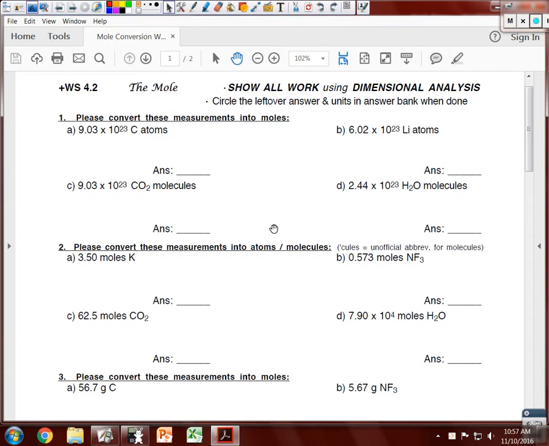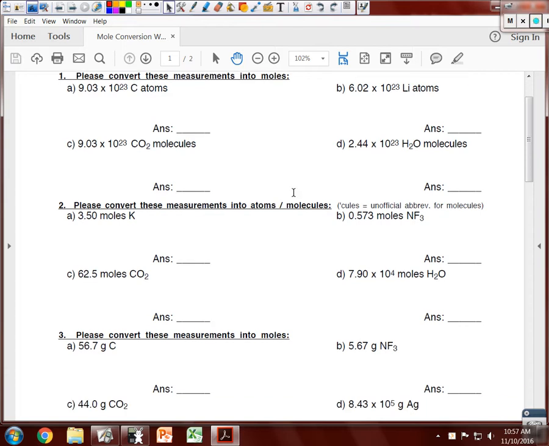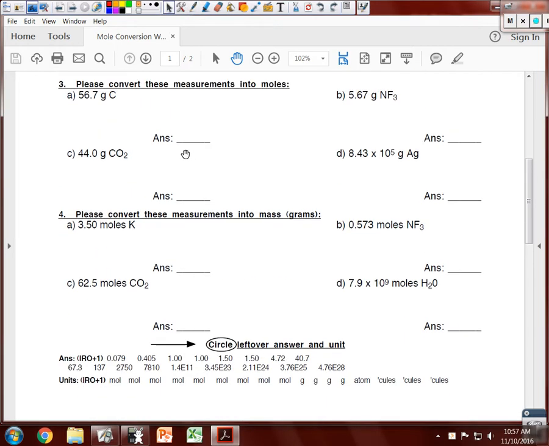And again, if you've done this, awesome. If you haven't, you can just do it again. So the first problem says 9.03 times 10 to the... matter of fact, I want to do this instead. Let's scroll down and look at number 3. There's a reason why I'm doing this. These are a little bit easier to begin with.